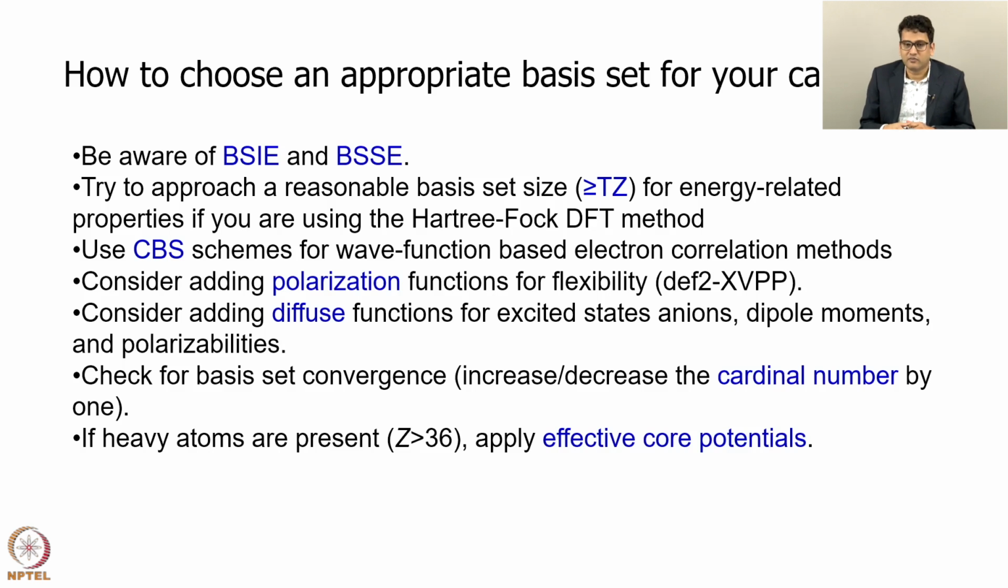And if heavier elements are present, make sure that you use effective core potentials. It serves two purposes. It allows you to use a larger basis set for the valence orbitals. Secondly, it takes care of the relativistic effect. If Z is more than 36, then the relativistic effect will be very important for whatever you are calculating, the energy or the properties. So you have to make sure that you use effective core potentials for doing calculations on heavier elements.